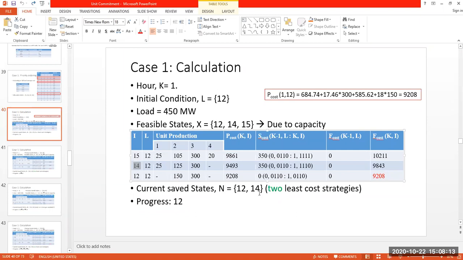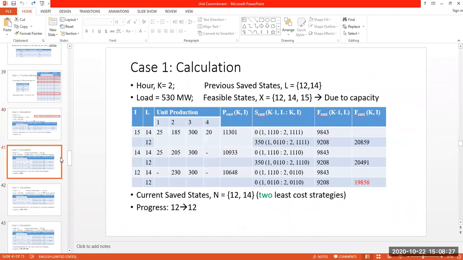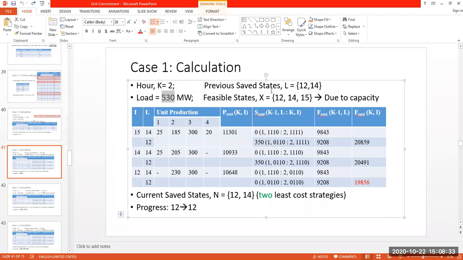How will it affect the calculation? What is the significance of choosing N? How will this help? That will be clear in the next slide, inshallah. So this is our hour number 2. The demand is read from the data. It is 530 megawatts. Now you see this N value has basically changed its name to L. That N from the previous hour, in the current hour, is our L value. This is how it helps in calculation.